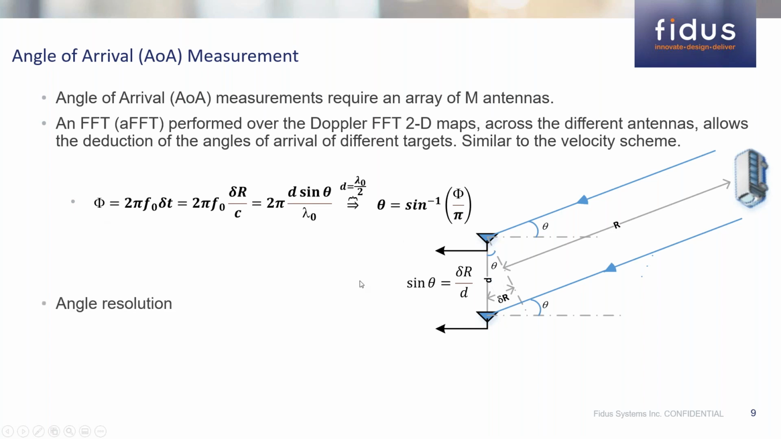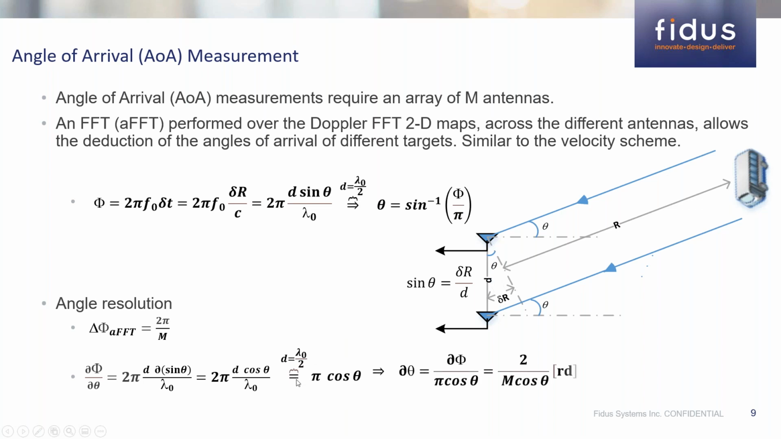As for the range and the velocity, what is the angle resolution? Similarly, the angle FFT step is related to the distance here. It's just 2 pi divided by the number of antennas. If you take the relation phi equals 2 pi d sine theta divided by lambda 0, where lambda 0 is the wavelength of the carrier, and differentiate both sides, delta phi is 2 pi d times the differentiation of sine theta, divided by lambda 0. As everyone knows, the differentiation of sine is cosine theta, and replacing d with lambda 0 over 2, we end up with a relation that relates the phase resolution to theta.